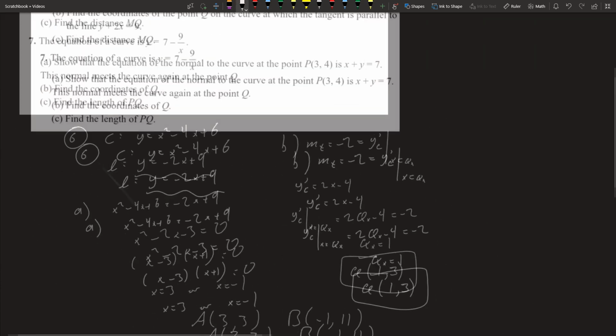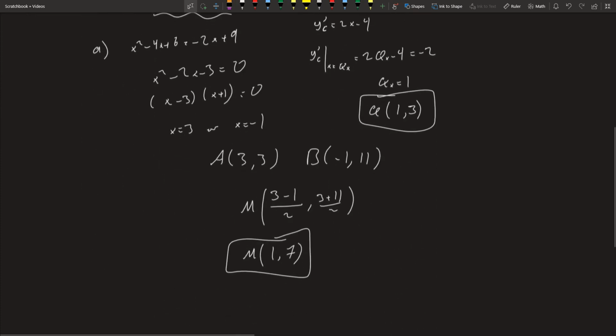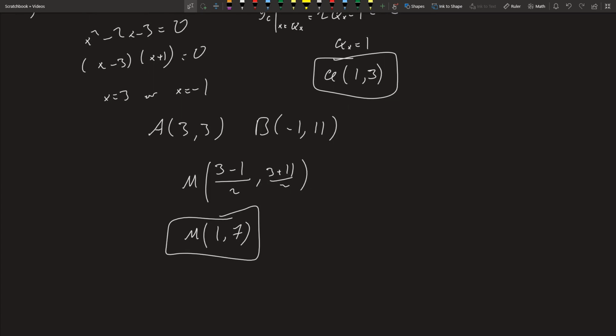Right, so we found Q, and then we need to find the distance MQ. We found M before, and now we found Q. And we noticed that their abscissas are the same, and their ordinates are different. So that means the distance MQ is equal to 4 units in this case.